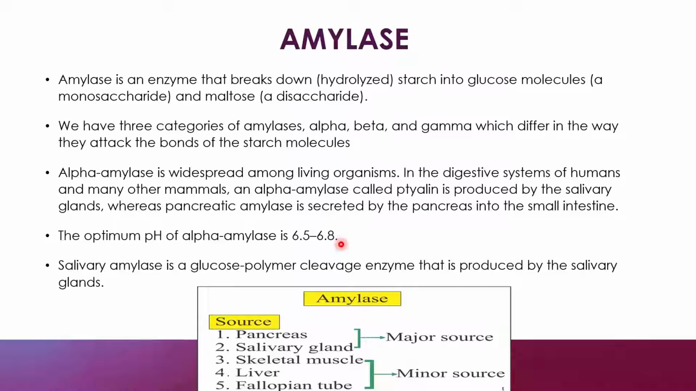So let us look at some sources of amylase in the human body. We have the major source and the minor source. The pancreas and the salivary gland happen to be the major sources of amylase in the human body, and the skeletal muscle, the liver, and the fallopian tubes happen to be the minor sources of amylase in the human body.